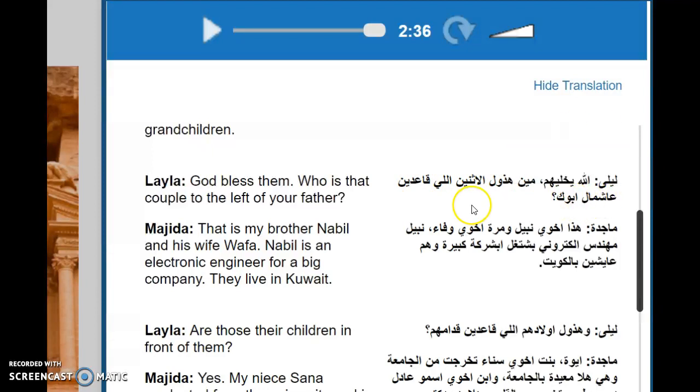So again, they're looking at photos, and so she's pointing to some people in the photo. قاعدين is active participle. Sitting. هذا أخوي نبيل ومرت أخوي وفاء.